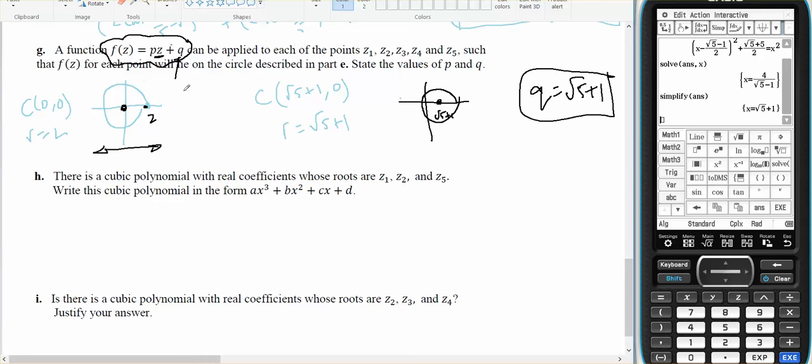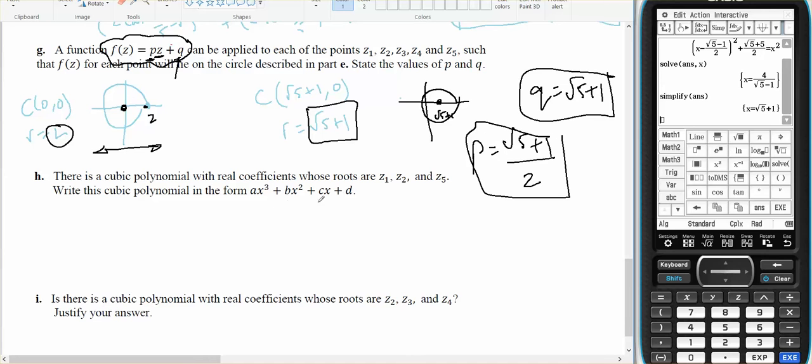And the circle had a radius of 2, and then after it's being multiplied by P, the dilation has turned to a radius of root 5 plus 1. So P has to equal, divide by 2, so therefore that would give you a radius of 1, and times by root 5 plus 1. So that's what P and Q is going to be.